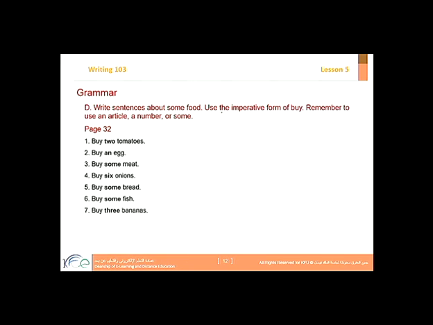So here on page 32, we have the following exercise. It says, write sentences about some food. Use the imperative form of buy. Remember to use an article, a number, or some.